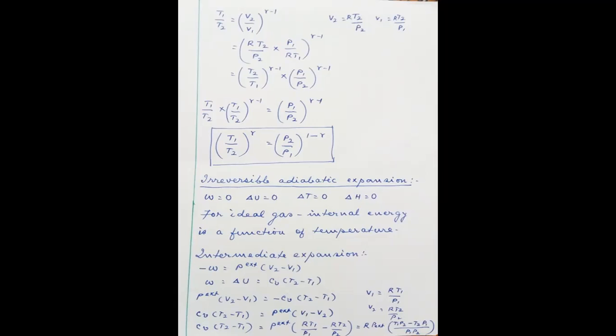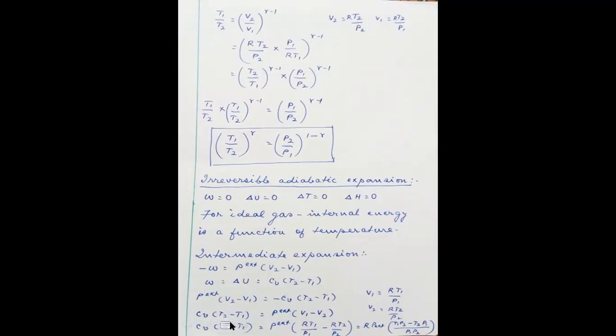In such cases, we say the work done, which is negative, as the system is doing the work on the surroundings, minus W is equal to external pressure multiplied by V2 minus V1, which is the delta V. So that is equal to the delta U, which is CV into T2 minus T1. So these two equations can be related like this. P external into V2 minus V1 equal to minus CV T2 minus T1. So CV T2 minus T1 is equal to P external V1 minus V2. I have interchanged the volumes to change the sign.